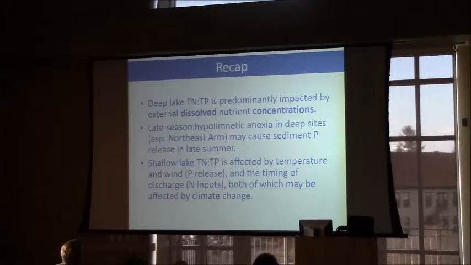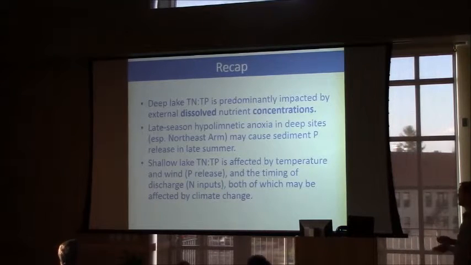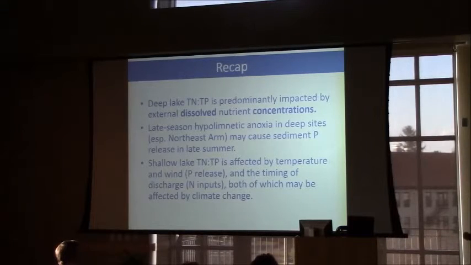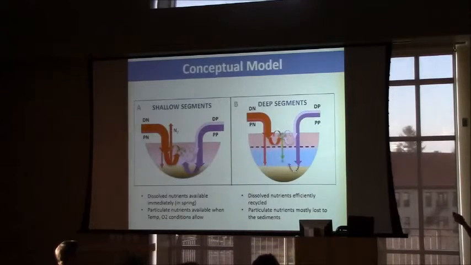So just to recap, in the deep lake, the TN:TP appears to be predominantly impacted by external dissolved nutrient concentrations. And the late season hypolimnetic anoxia that develops in deep sites, so the bottom water anoxia in sites like the Northeast Arm, may stimulate sediment P release, which helps to suppress those N:P ratios in those sites. By contrast, it appears that TN:TP in the shallow segments is predominantly controlled by temperature and wind, and by the timing of the discharge inputs. I'm going to try and tie all of this together in a conceptual model.